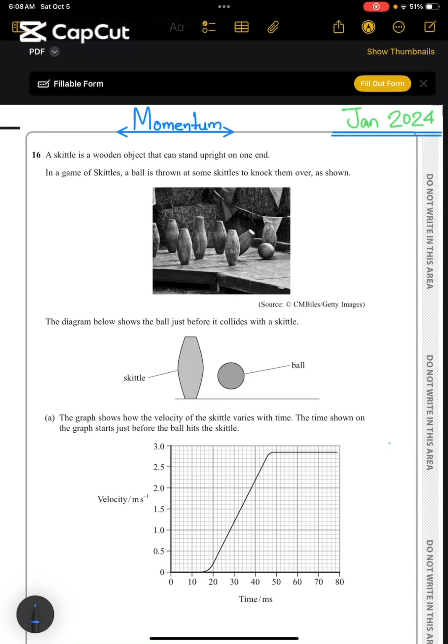Let's solve question number 16 from the year 2024. This is a January 2024 question paper. This question is related to momentum. And so let's solve question number 16.